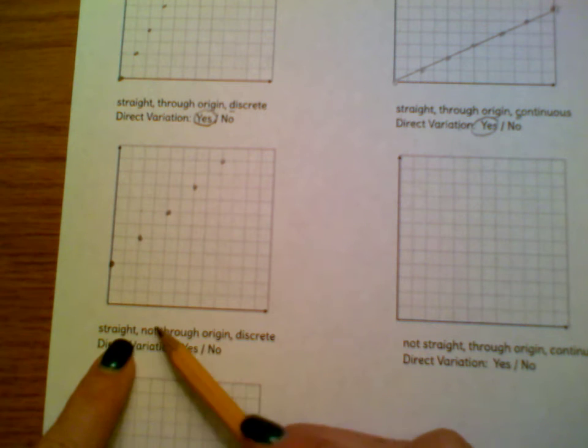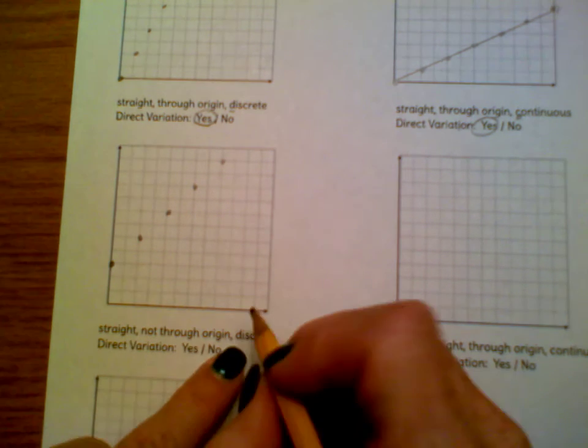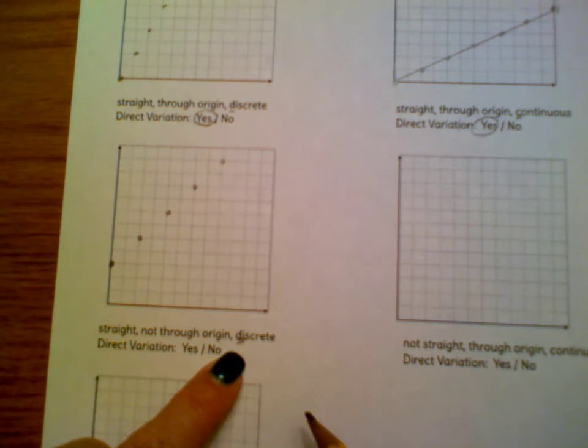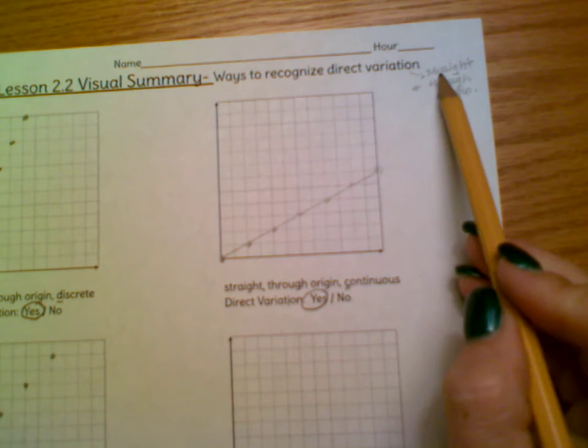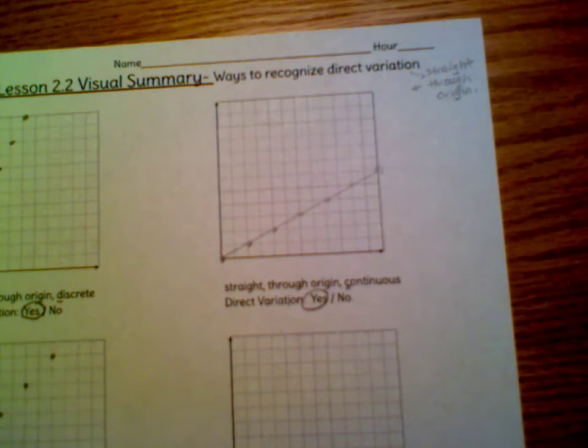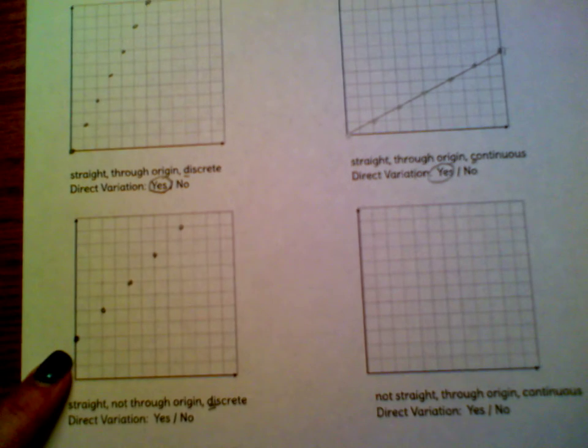So I want it straight. It is not through the origin. I want it discrete, so I don't connect. I want to know if this is direct variation. Ask myself these two questions again. Is it straight? Yes. But does it run through the origin? No, it does not. So this is not direct variation.